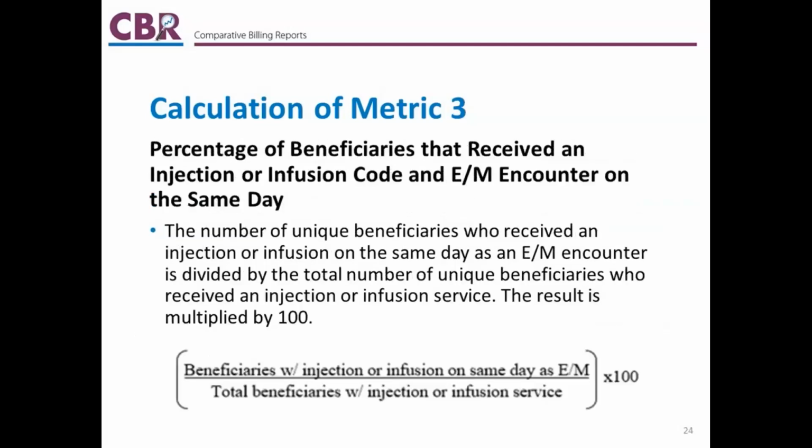Finally, we arrive at metric 3, percentage of beneficiaries that received an injection or infusion code and E&M encounter on the same day. This metric was calculated by dividing the number of unique beneficiaries who received an injection or infusion on the same day as an E&M encounter by the total number of unique beneficiaries who received an injection or infusion services. Let's see the sample figures on the CBR for metric 3.